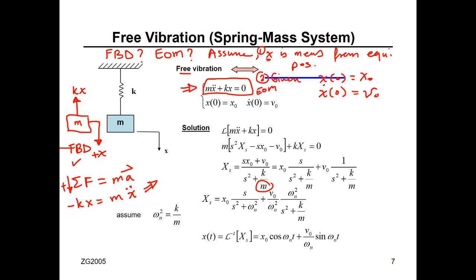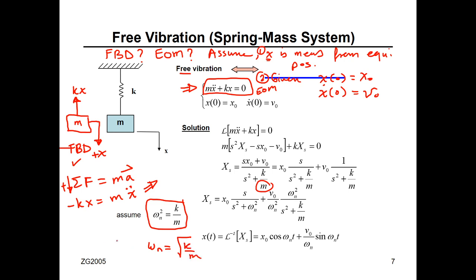You will have k by m. Why am I doing this? Because I'm going to define a new definition. This k by m, I'm going to give it a new name. From now on, it's going to be omega n, where omega n equals the square root of k over m.